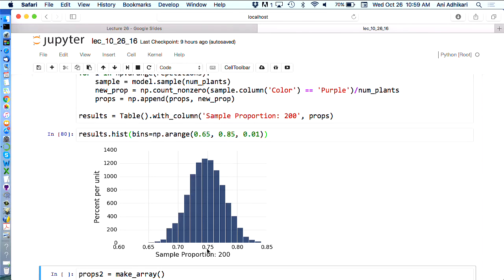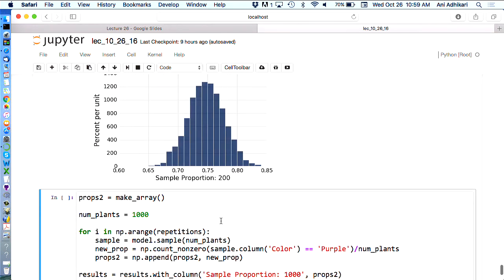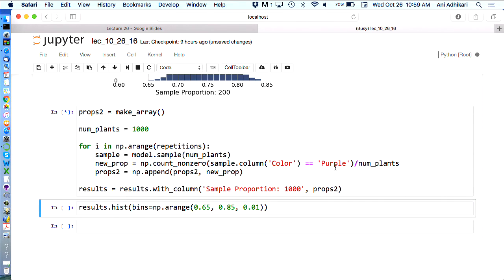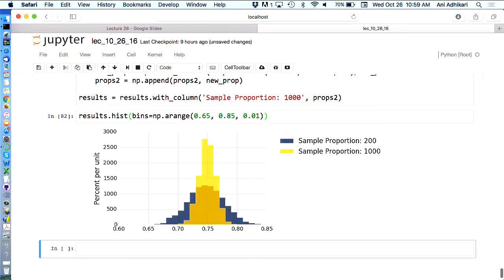The proportion is a mean. It's a mean of zeros and ones. Therefore, the sample proportion also has a roughly normal distribution. And if I run this one more time with a larger sample, so I'm now running it with a sample of size 1,000 instead of 400, both are normal. The one with the larger sample is narrower. Large samples are more accurate.